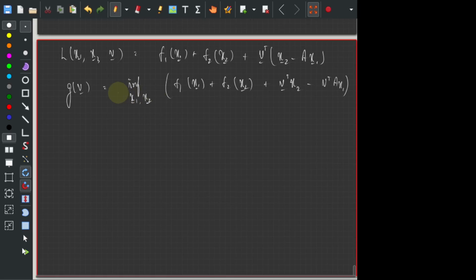So is there any constraint on A? A can be any matrix. Any matrix.